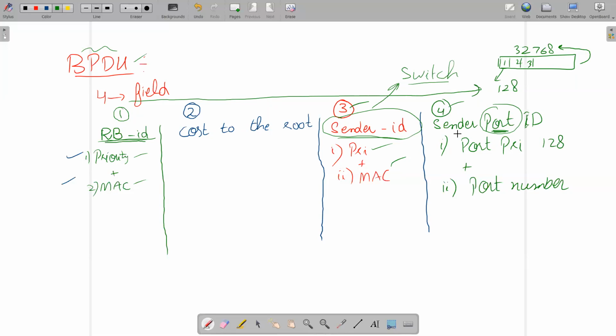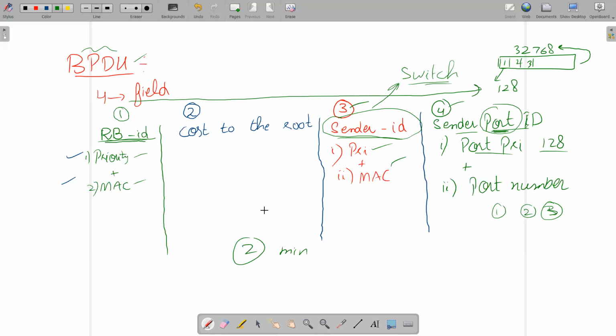But whenever we are talking about sender port ID, that means we are talking about the port inside that particular switch. So the sender port ID consists of two things, the port priority, which is by default 128, and the sender port number. The port number could be different. It could be port number 1 of the switch, port number 2, port number 3, because there are different ports we have in a switch. So I'm giving you 2 minutes.